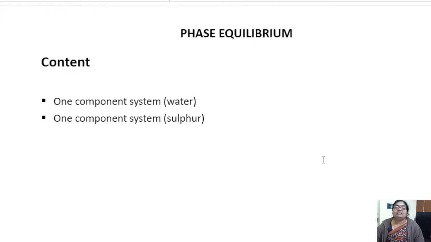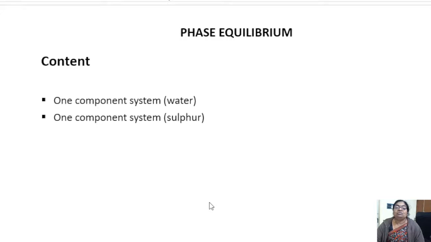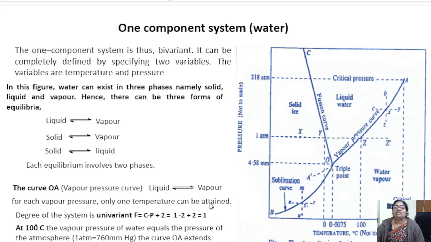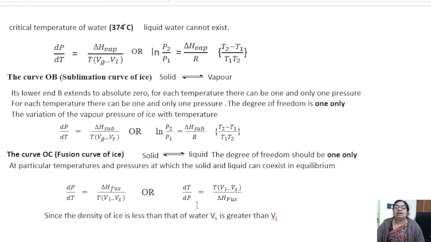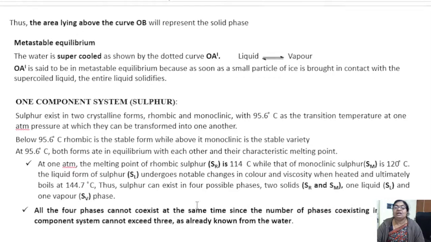We already discussed in the previous session, part 1 of phase equilibrium, the one component system of water. We must know from the previous session that if it is a one component system that is bivariant, it can be completely defined by specifying two variables. The two variables are temperature and pressure.